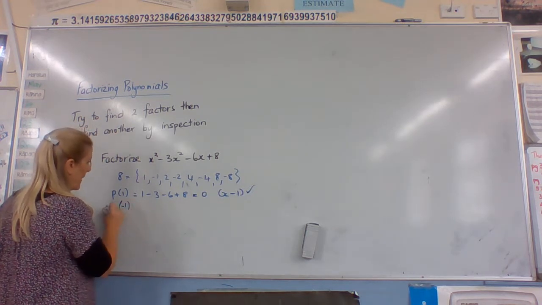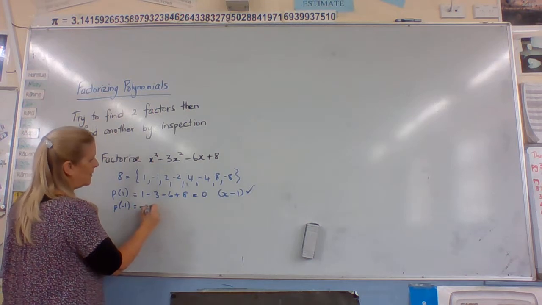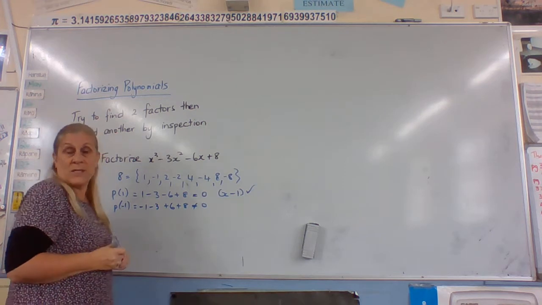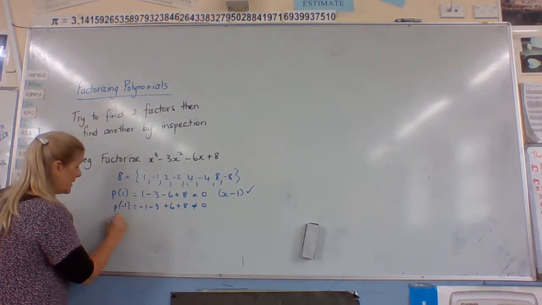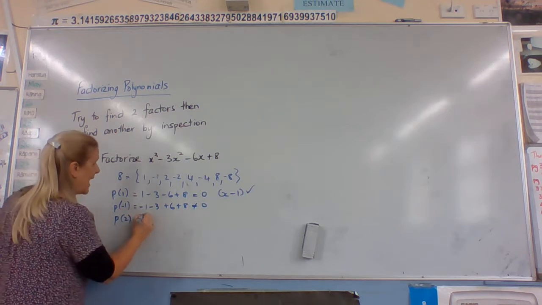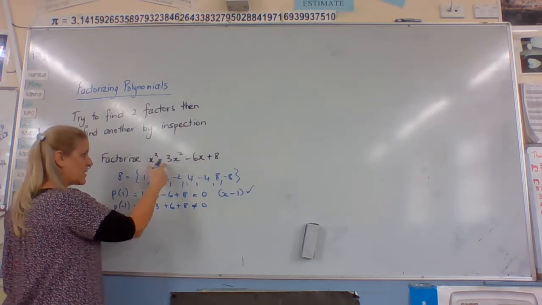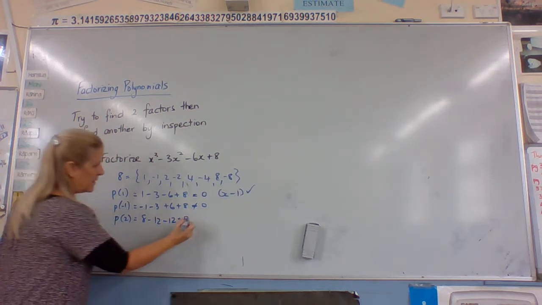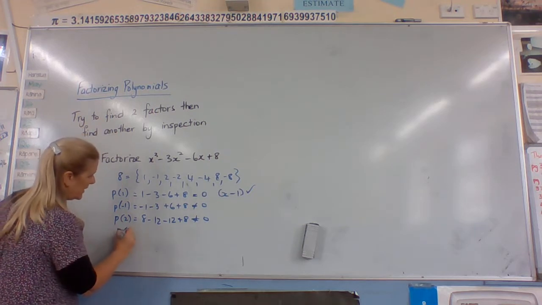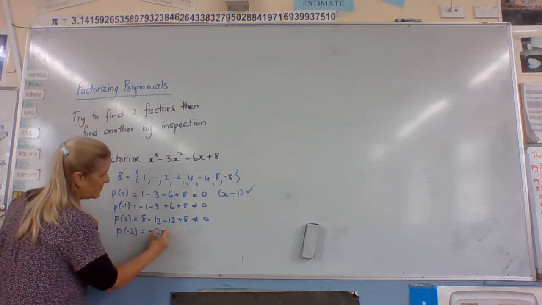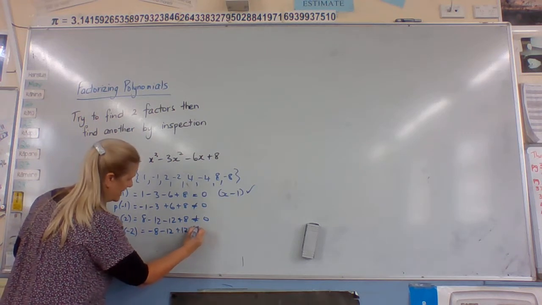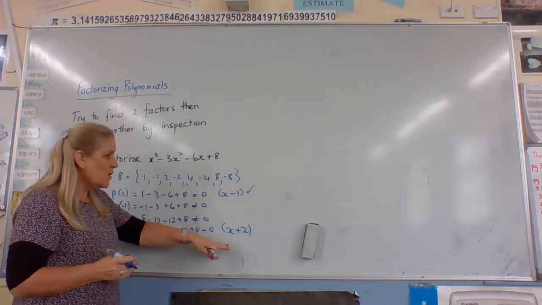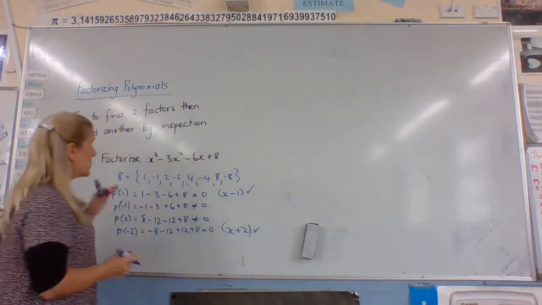So let's try negative 1. Negative 1 goes negative 1 minus 3 plus 6 plus 8, which does not equal 0. I don't care what it equals, because if it doesn't equal 0, it's not a factor. Right, next one, 2. So we've got 8 minus 2 squared is 4 times 3 is 12 minus 12 plus 8. But you can see that when we do negative 2, we're going to get negative 8 minus 12 plus 8 equals 0. So x plus 2 is a factor. So those are our two factors that we found using the factor theorem.